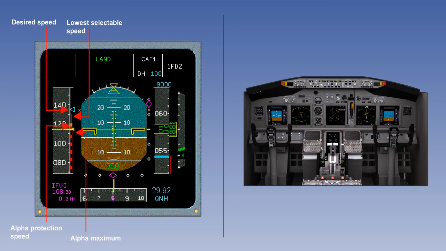The warnings can be in the form of visual warnings, sensory warnings, such as stick shakers, which are fitted to the majority of traditional type aeroplanes, and audible warnings. Stall, stall, stall.